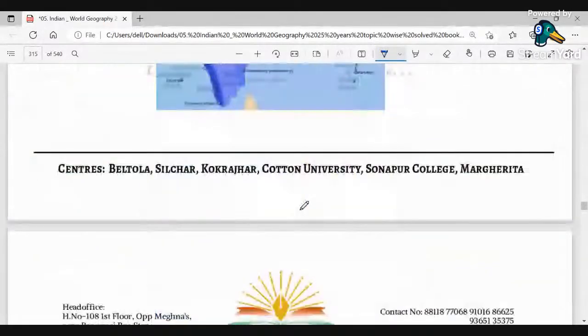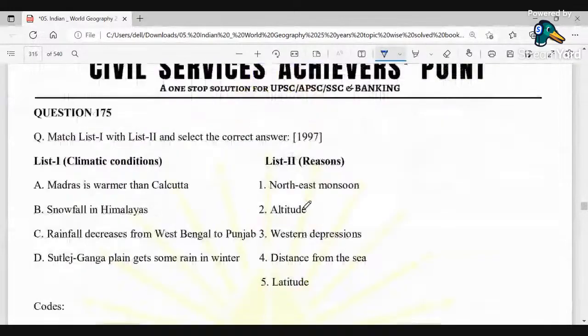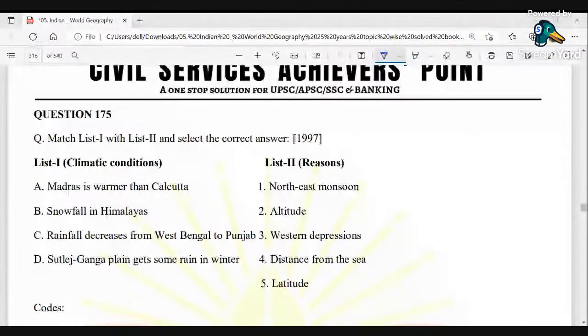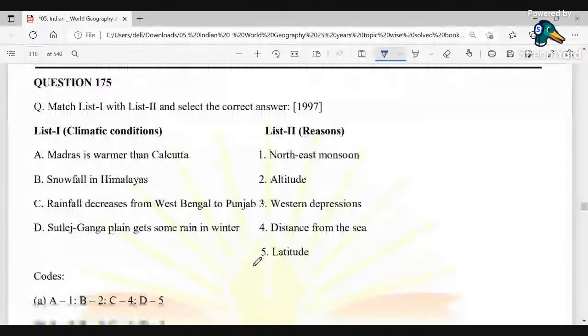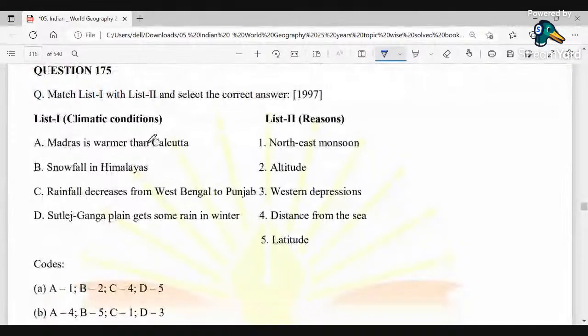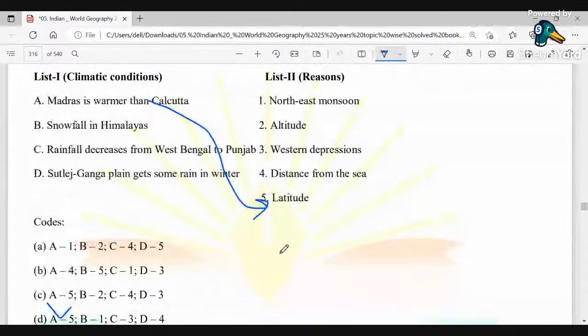So now matching list 1 with list 2 is the correct answer. Madras is warmer than Calcutta. Snow in Himalayas. Rainfall decreases from West Bengal to Punjab. Satluj Ganga plain gets rains from winter. Okay, so you choose the correct options that are given over here. So here the correct answer is C, that is A is 5, B is 2, C is 4, D is 3. So A is 5, B is 2, C is 4, and lastly D is 3. Okay, so that is the thing associated with the respective area.